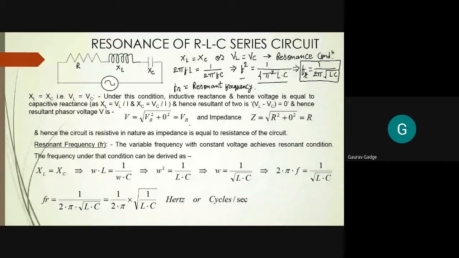So now what we wrote in this paragraph, XL equal to XC, that I already said, that is equal to VC, that I already said. Under this particular condition, the inductive reactance, hence voltage, is equal to the capacitive reactance. Hence, the resultant of the two is VL minus VC equal to 0.